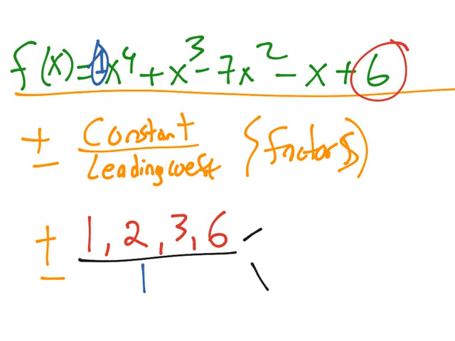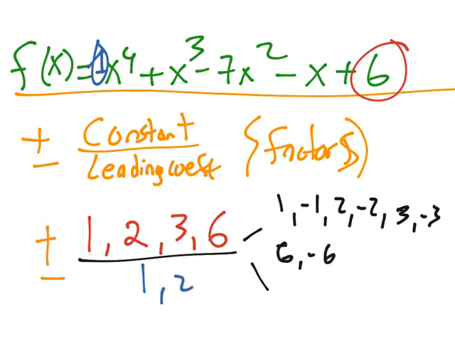And so just for right now, I'll list them all out. I got 1, I got negative 1, I got 2, I got negative 2, I got 3, negative 3, I have 6, I have negative 6. If I had another number in the denominator, like a 2, I'd have to account for each of those other combinations, like 3 over 2, or 1 over 2. But fortunately here, my coefficient is just 1.